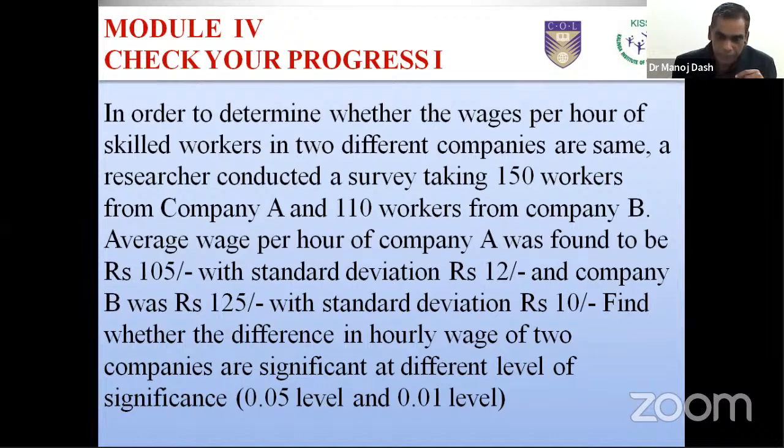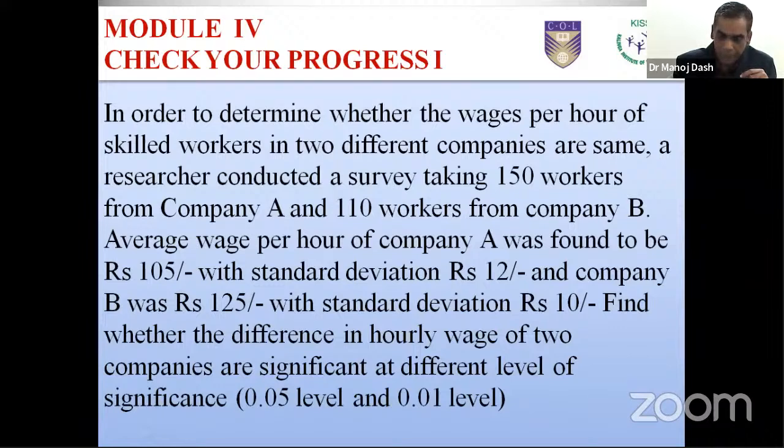In company A, the average wage per hour was found to be 105 rupees with standard deviation 12. Company B: 125 rupees, standard deviation 10. So find whether the difference in hourly wage of the two companies is different at different levels of significance or not. That we have to find. We are going to see the level of significance at the 0.01 level as well as the 0.05 level, at both levels.